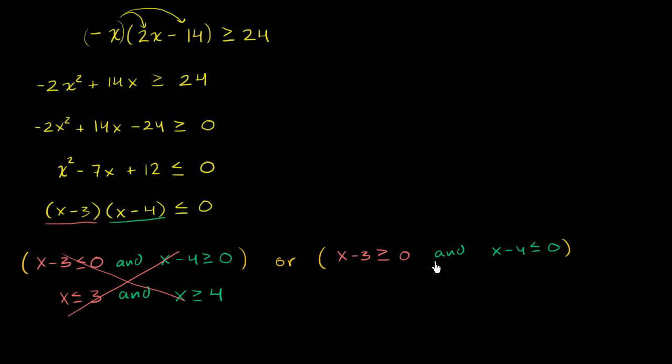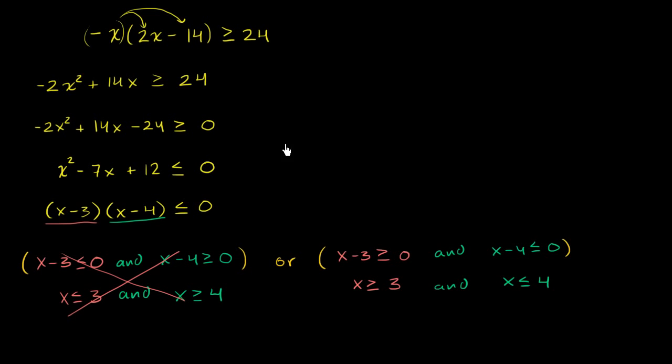So let's go to this one right over here. If we add 3 to both sides, we get x is greater than or equal to 3, and adding 4 to both sides, x is less than or equal to 4. Now, does this make sense? That something could be greater than or equal to 3 and less than or equal to 4? Sure. For example, 3 is greater than or equal to 3, and it's less than or equal to 4. 4 is greater than or equal to 3, and it's less than or equal to 4, and anything in between.